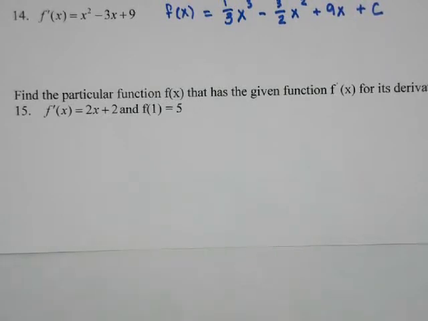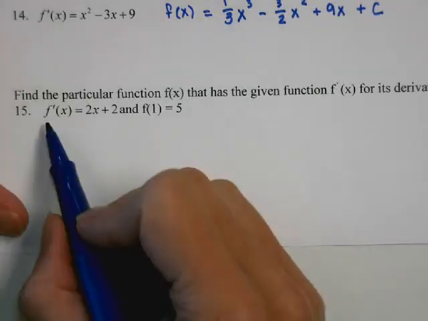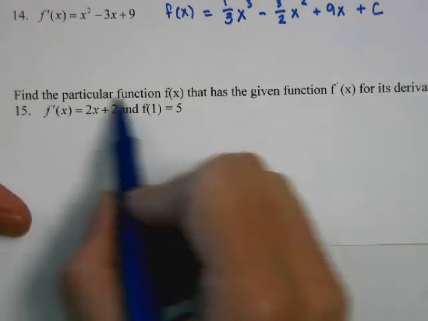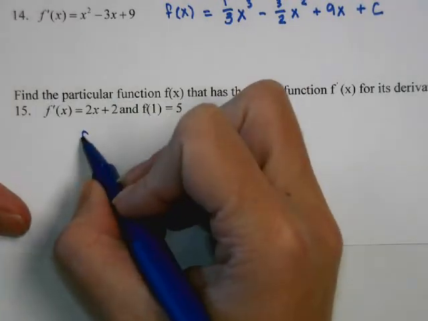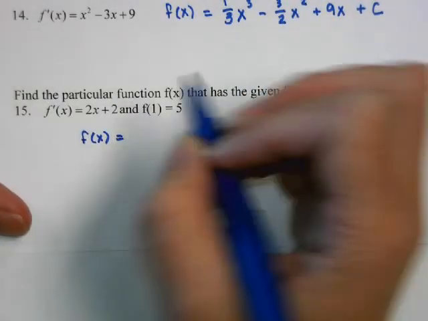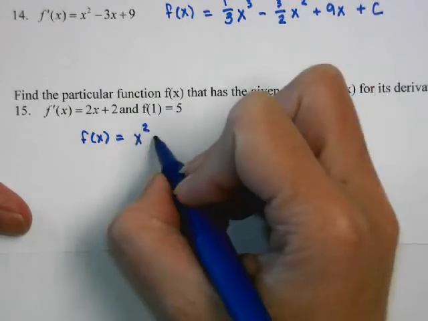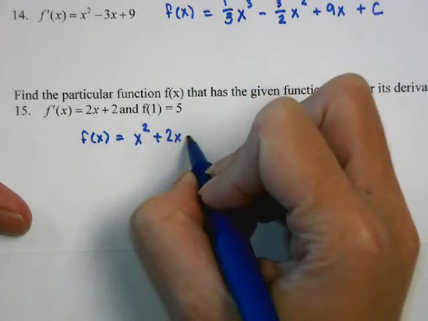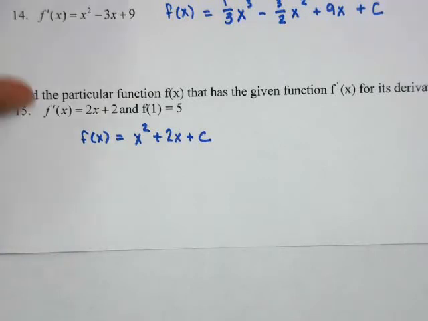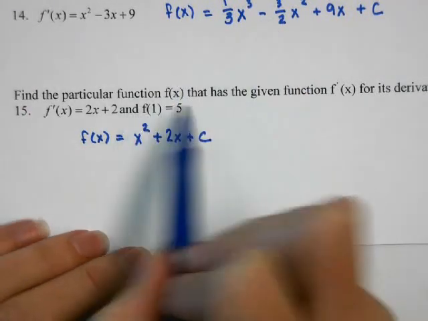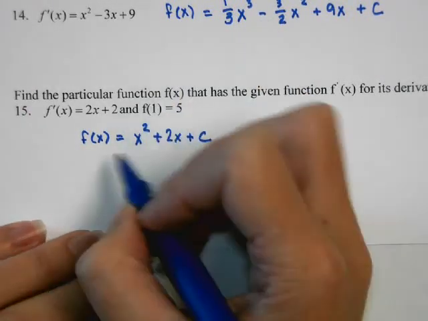Now we're going to go ahead and find the particular solution. So that plus c is actually going to have a value. So if my derivative is 2x plus 2, my antiderivative is going to be x squared plus 2x plus c. Okay, now I have more information. I know that f of 1 is 5.